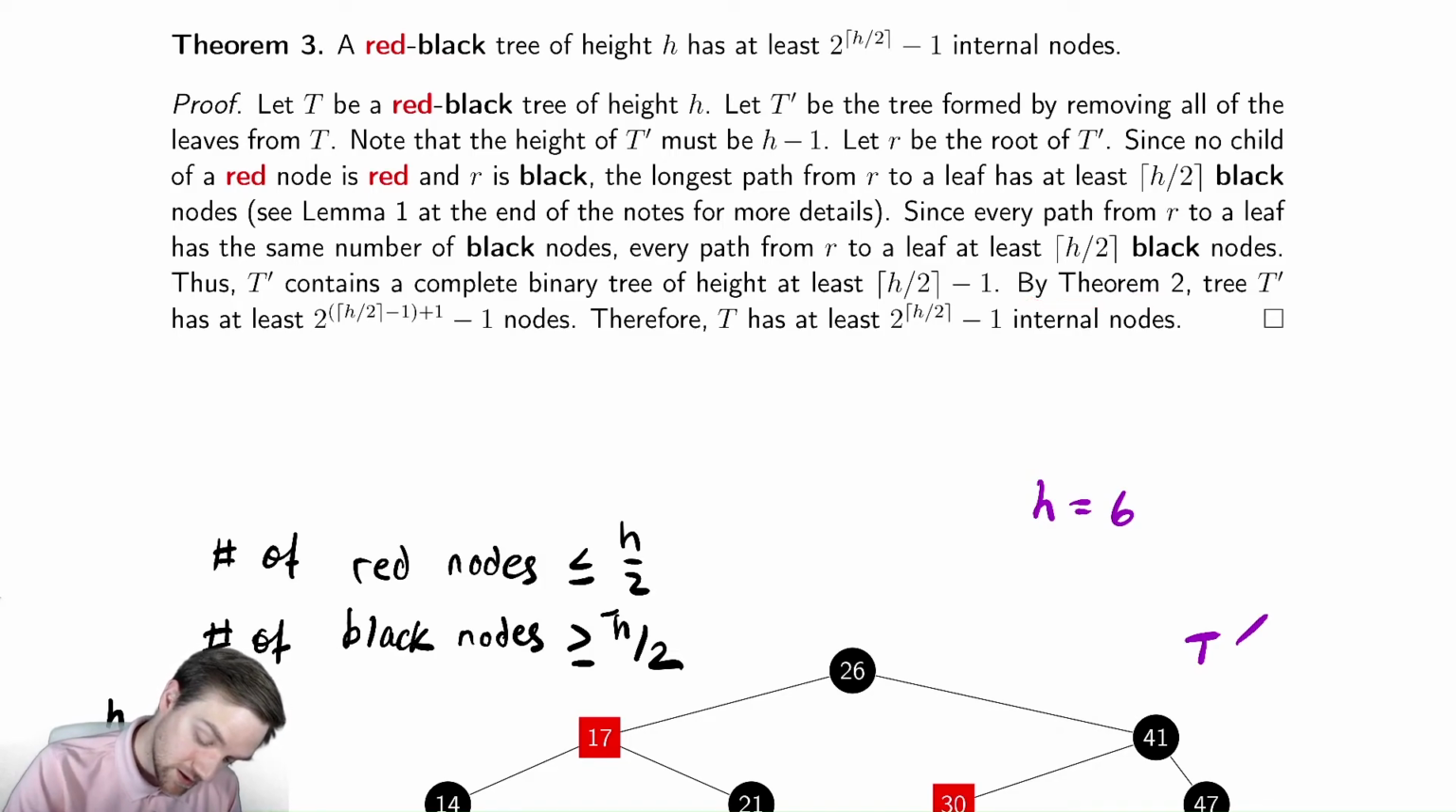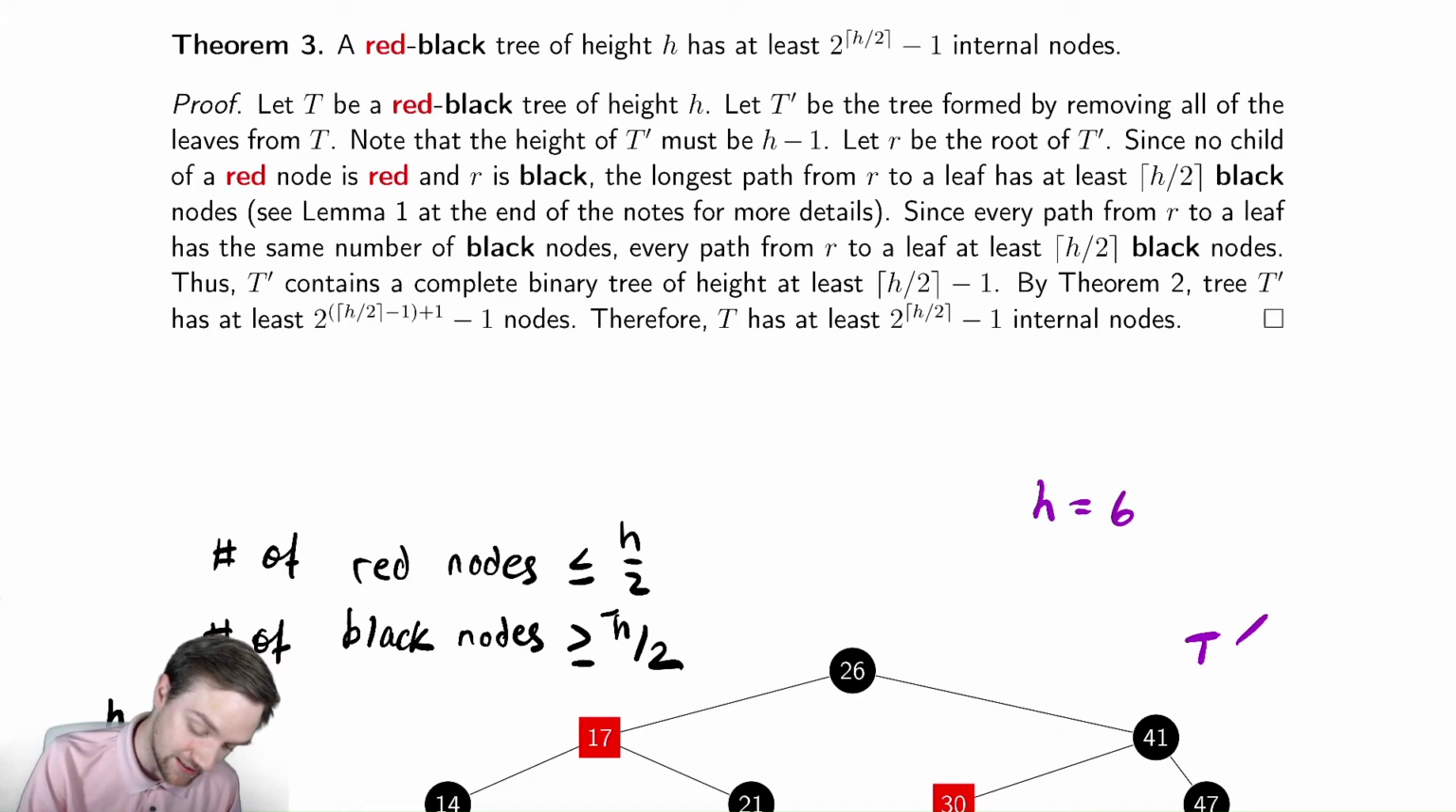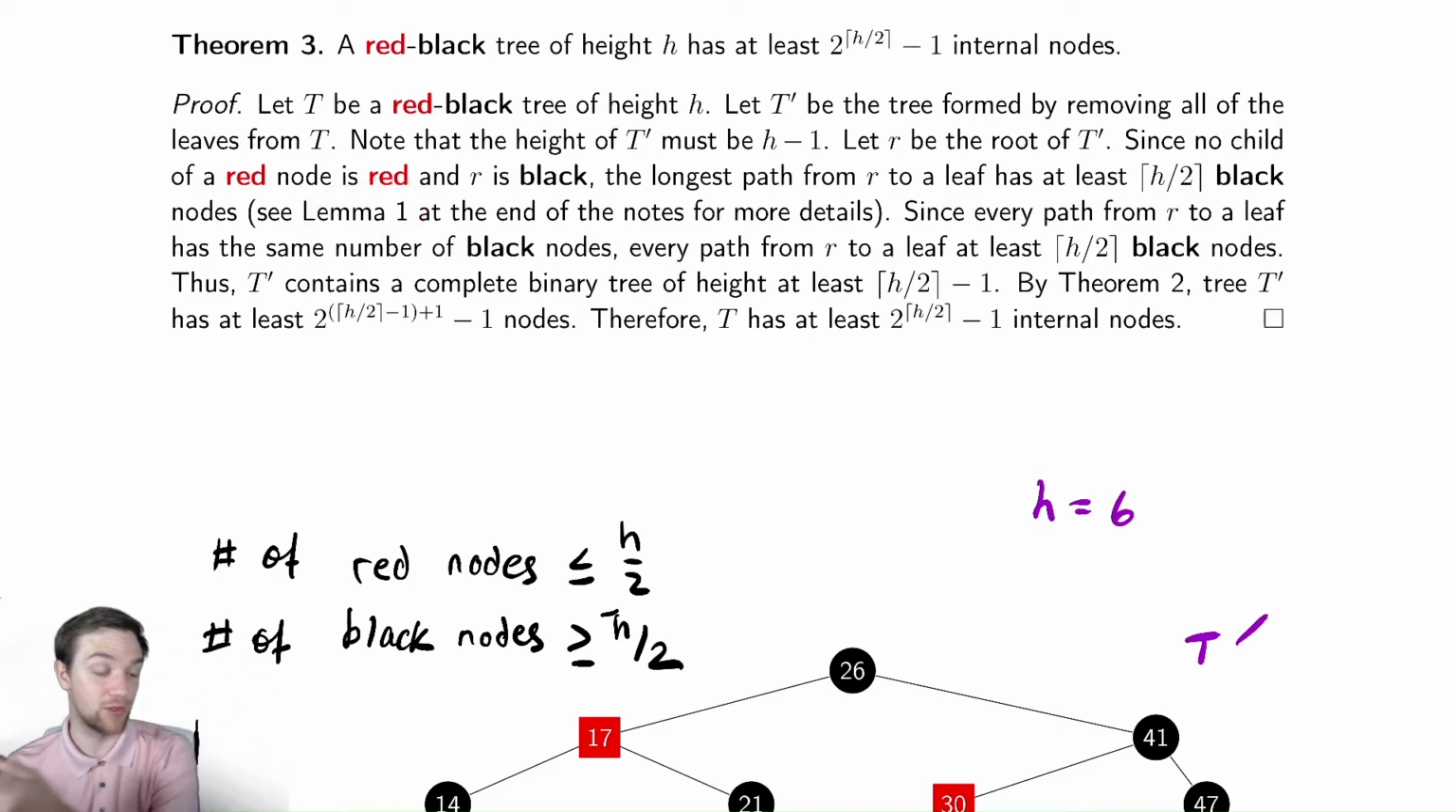By theorem 2, T prime contains a complete binary search tree of height h over 2 minus 1. We have that, and again, I'm rounding up because of a technicality. If you want to see the details of that, it is in lemma 1 again at the end. And if you like proofs, it's definitely worth looking at that. That's a very fundamental proof I did for you, and you can hopefully understand the details there.